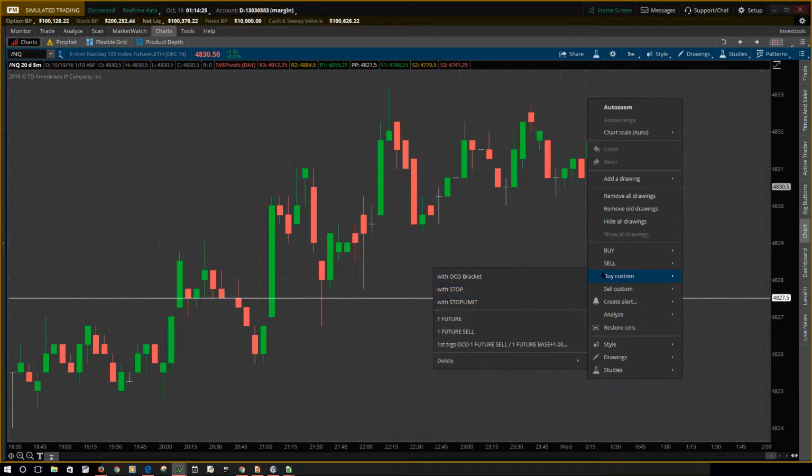And then on the sell side, you can place your OCO orders, which will place a closing order with your stop in place and a closing order with your target in place. Or you can place your custom sell with just a stop in place, or you can place your custom sell with just a sell limit. And then you can also create custom orders, and that's what I have here, what you're seeing.